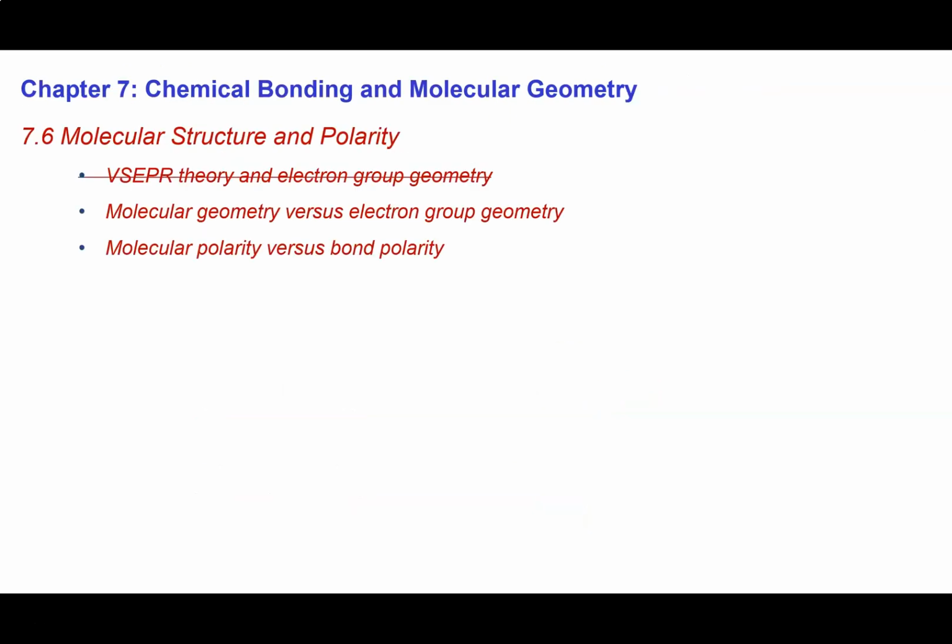Okay, so that gets us to the end of the first section that I wanted to talk about, which was just the basics of VSEPR theory and how we have these 5 different electron group geometries.